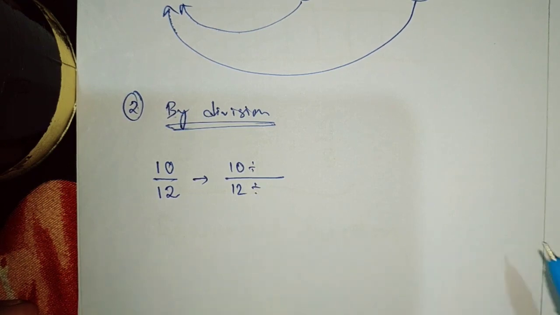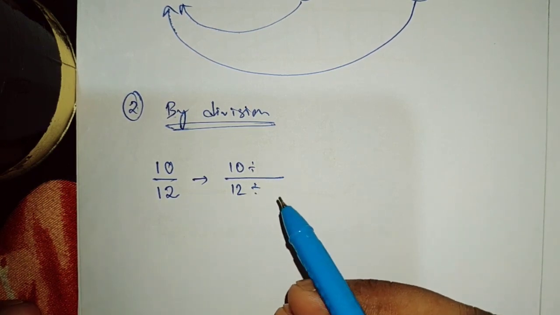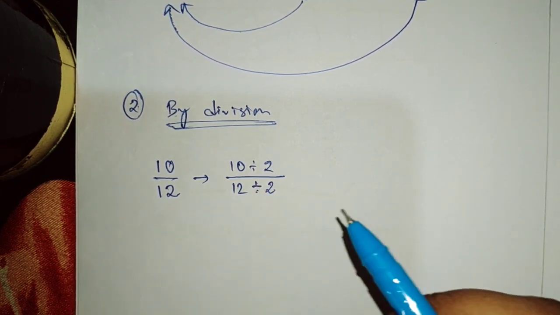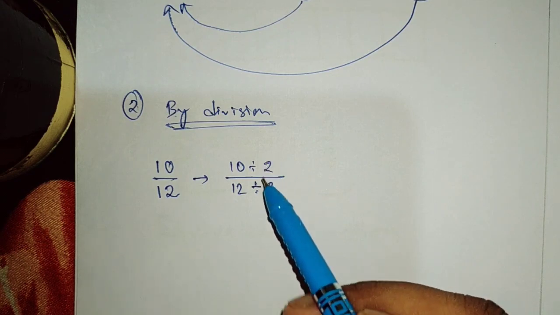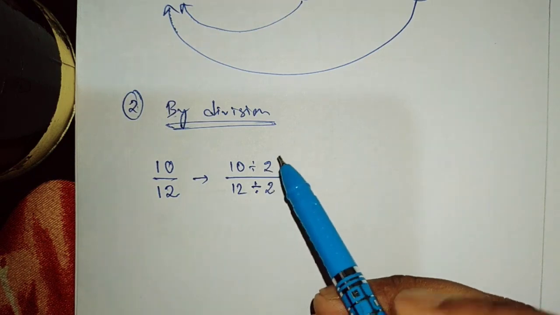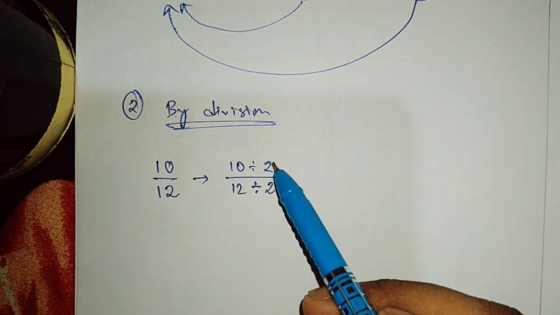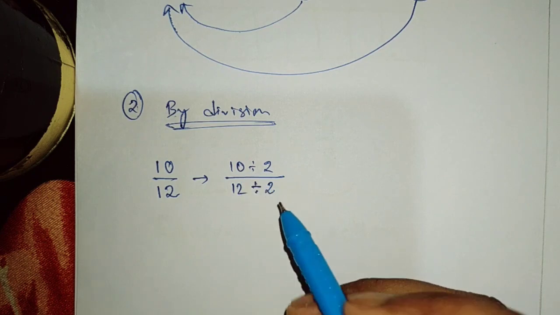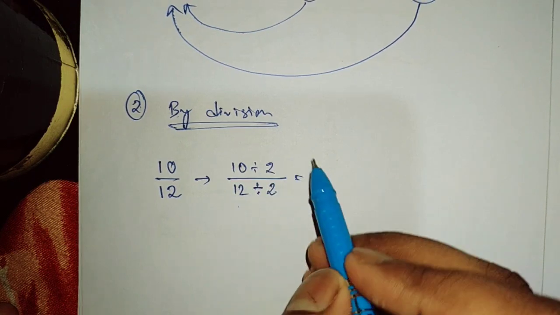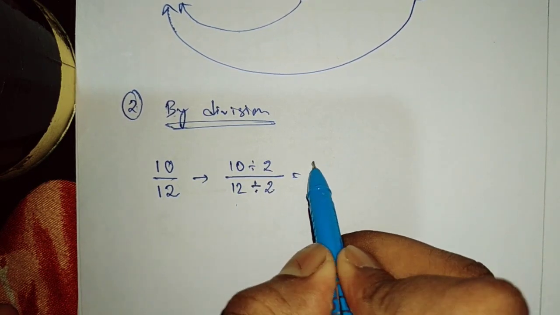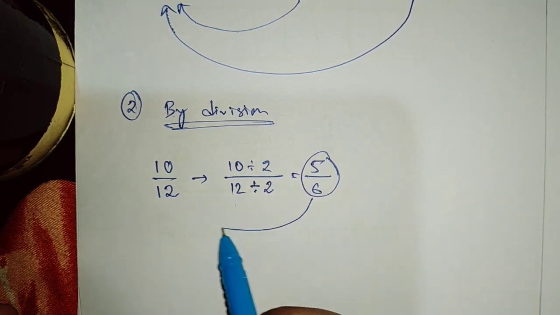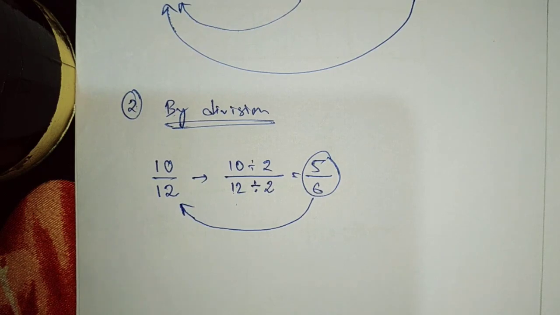12 by same number. Okay, suppose we are dividing 10 and 12 by 2. Okay, so here you need to take a number which can divide both of the numbers without leaving any remainder. Suppose if you take 5 in both the places, 5 will divide 10 but not 12, but we have taken 2. So 2 will divide 10 and 12 both. So 10 divided by 2 will be what? It will be 5, and 12 divided by 2 will be 6. So 5 by 6 will be an equivalent fraction of 10 by 12.